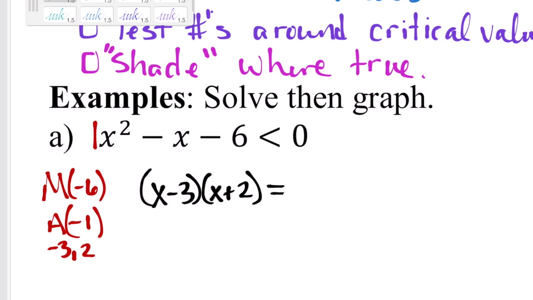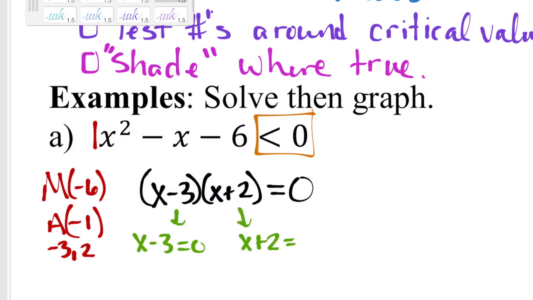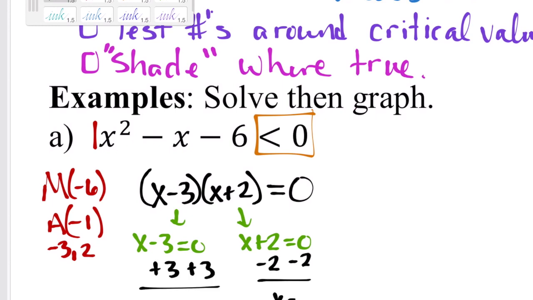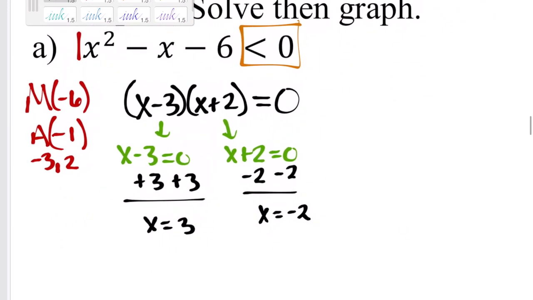And again, I'm going to set this equal to 0. I'm going to push pause on this less than 0 sign, and I'm going to just find my critical values. So each of these are going to get a 0, and I'm going to solve. So x equal to 3 and x equal to -2, these are my two critical values.